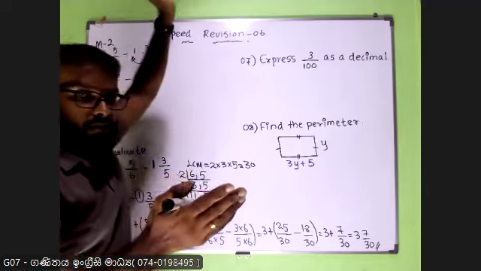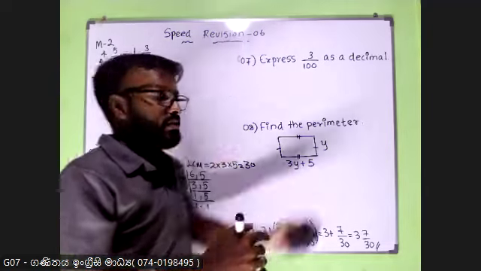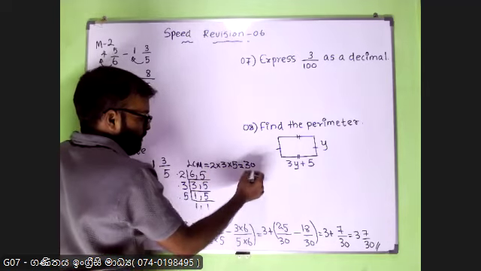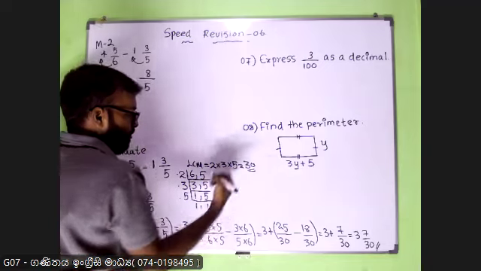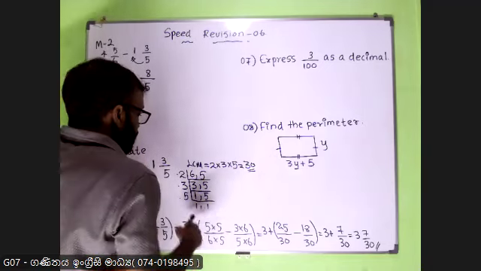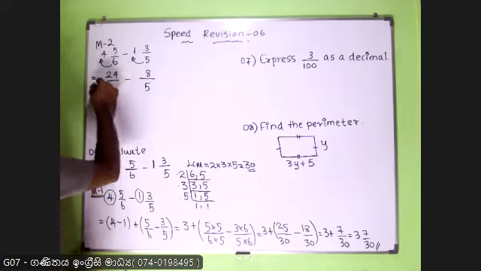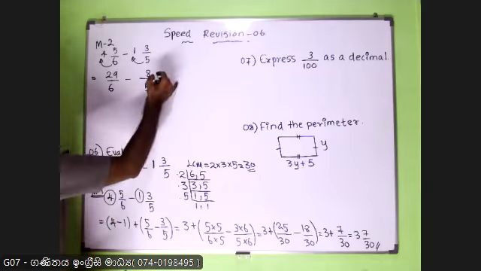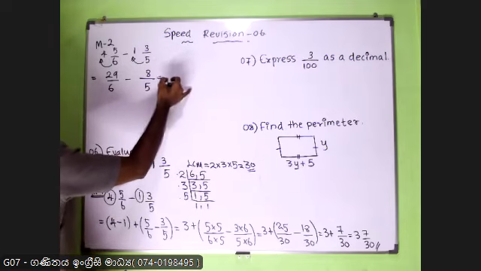So again 6 and 5. Different denominators. So you have to find the LCM, your common denominator. 2 times 3, 3 times 5. Then 30. So you have to convert this 6 into 30, this 5 into 30. So how do you do that? Equal mark.